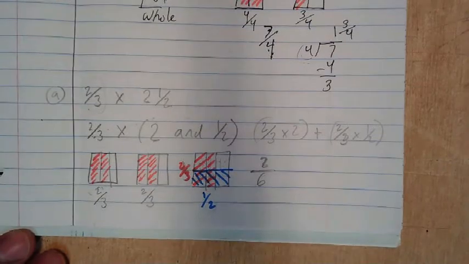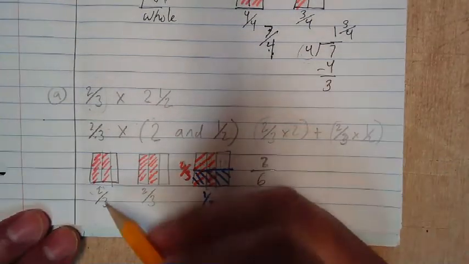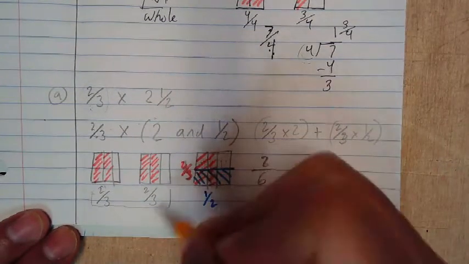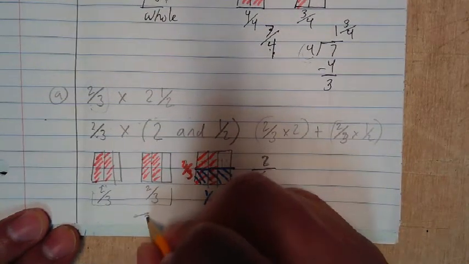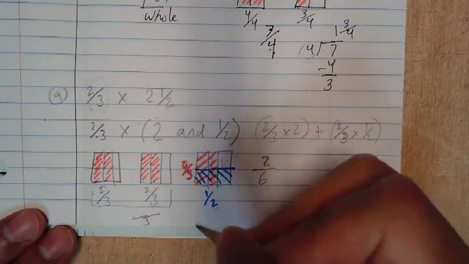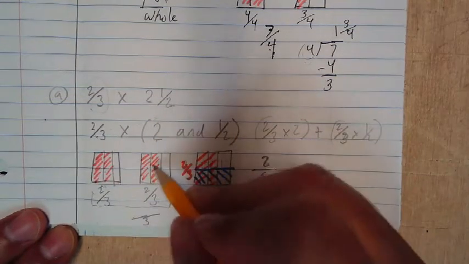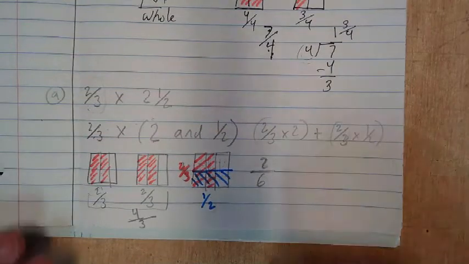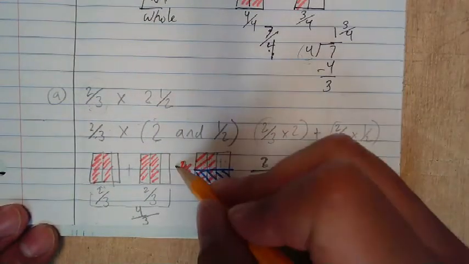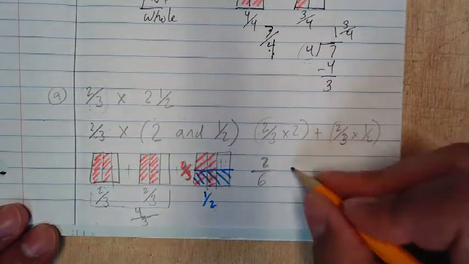But is that the final answer? No, it's not. What about this over here? Again, we're making sets of 3. But how many pieces do we actually have? 1, 2, 3, 4. 4/3. And we're adding all this together.